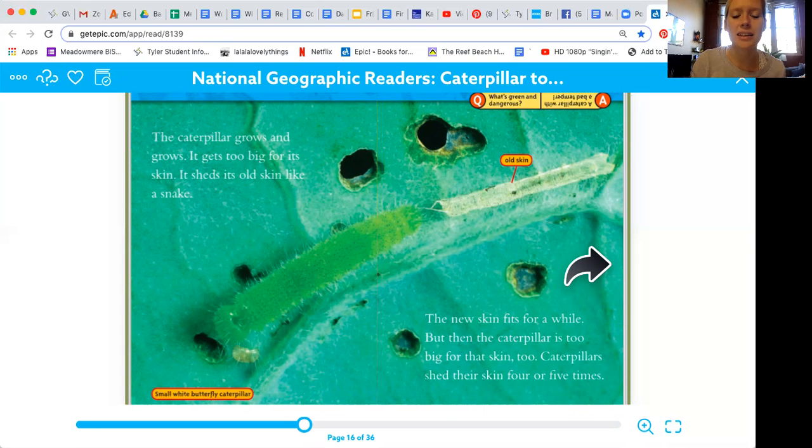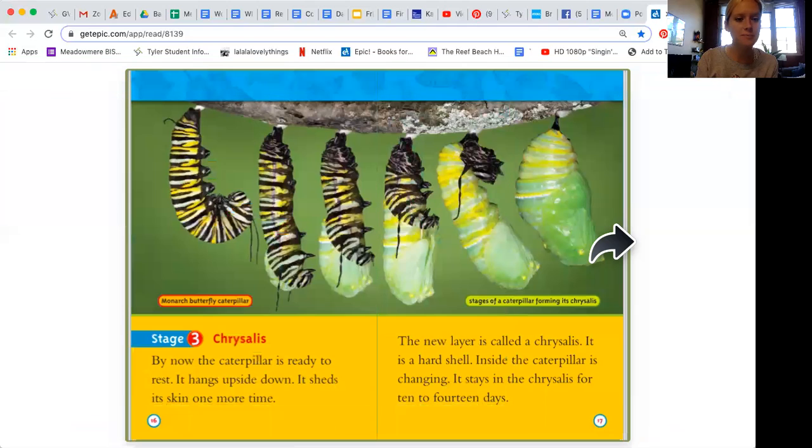The new skin fits for a while, but then the caterpillar is too big for that skin too. The caterpillar will shed their skin 4 or 5 times. Think of already how many details you have learned. That'll help you to figure out the main idea, what this story is mostly about.